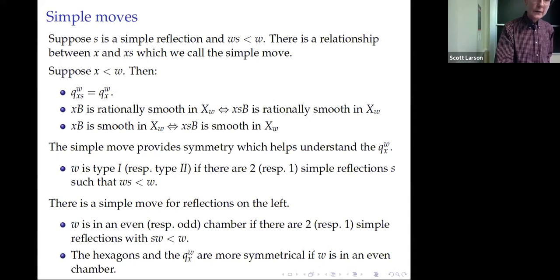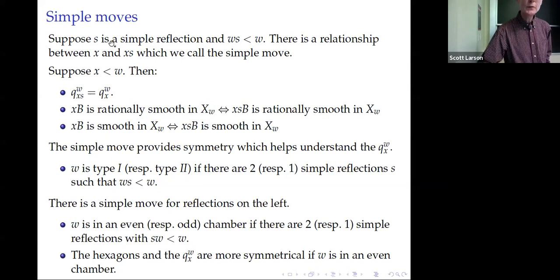Now I want to talk a little bit about something. This slide is a little bit hard to understand, but maybe I'll just try to explain it simply. There's a certain symmetry in the picture which is not apparent from anything I've shown so far, but it will appear a few slides later on, when I show some pictures.